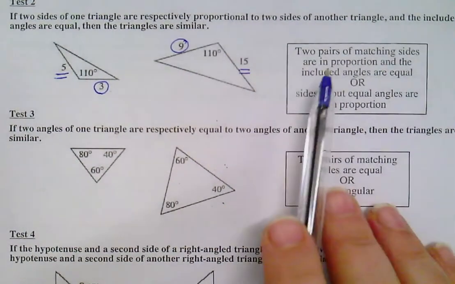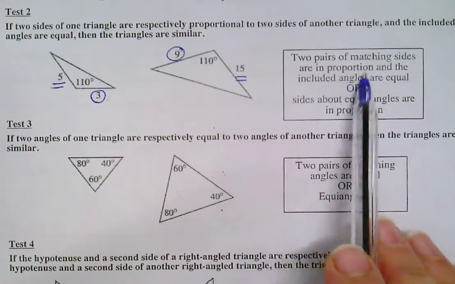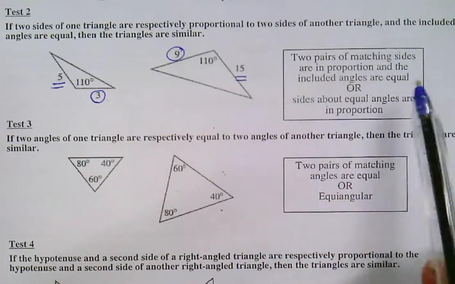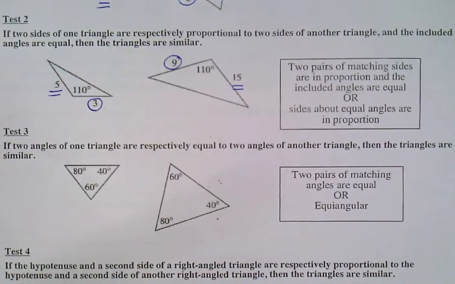So, the second test is 2 pairs of matching sides are in proportion. Can you see? The second triangle is 3 times bigger, and the included angle is equal. The included angle is not 3 times bigger. Remember, with similarity, the angles will always be the same, just like this. But the sides will be different. Sides will be bigger or smaller. But the angles will always be the same to preserve the shape.